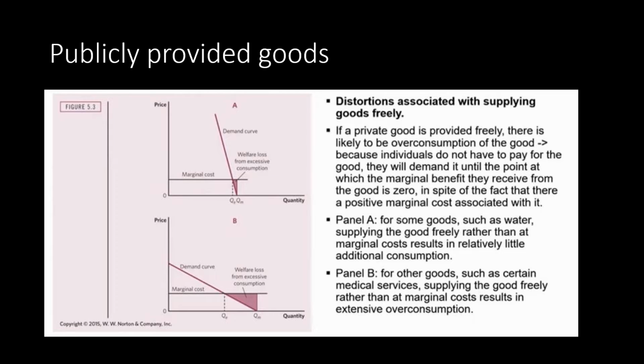And here in panel A, we can see that for some goods such as water, supplying the good freely rather than at marginal cost results in relatively little additional consumption. And we can see the excessive consumption, the shaded part, is really small in panel A. Then for panel B, for other goods such as medical services, supplying the good freely rather than at marginal cost results in extensive overconsumption. And you can see it here that it's really big. The excess consumption, this shaded part, is really big.